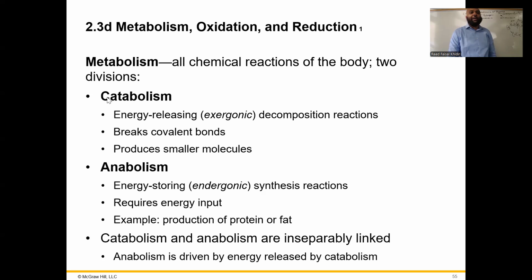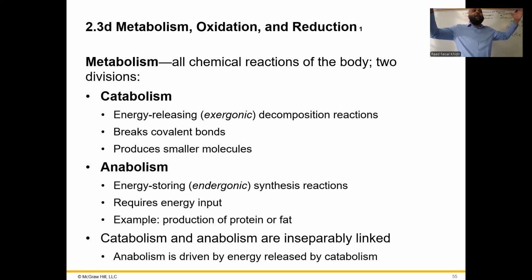Okay. So now let's look. Catabolism is energy releasing, exergonic decomposition of the reactions, and it breaks the covalent bonds and produces smaller molecules. Let's look at anabolism. Anabolism is energy storing, endergonic, energy consuming synthesis reaction, and requires energy input. You see, it requires energy, it's energy consuming, requires energy input. Like, for example, the production of fat. You see, production of fat. So that's anabolism. In catabolism, it wasn't production, it was smaller. We don't make, fats are big. So you need to know that.